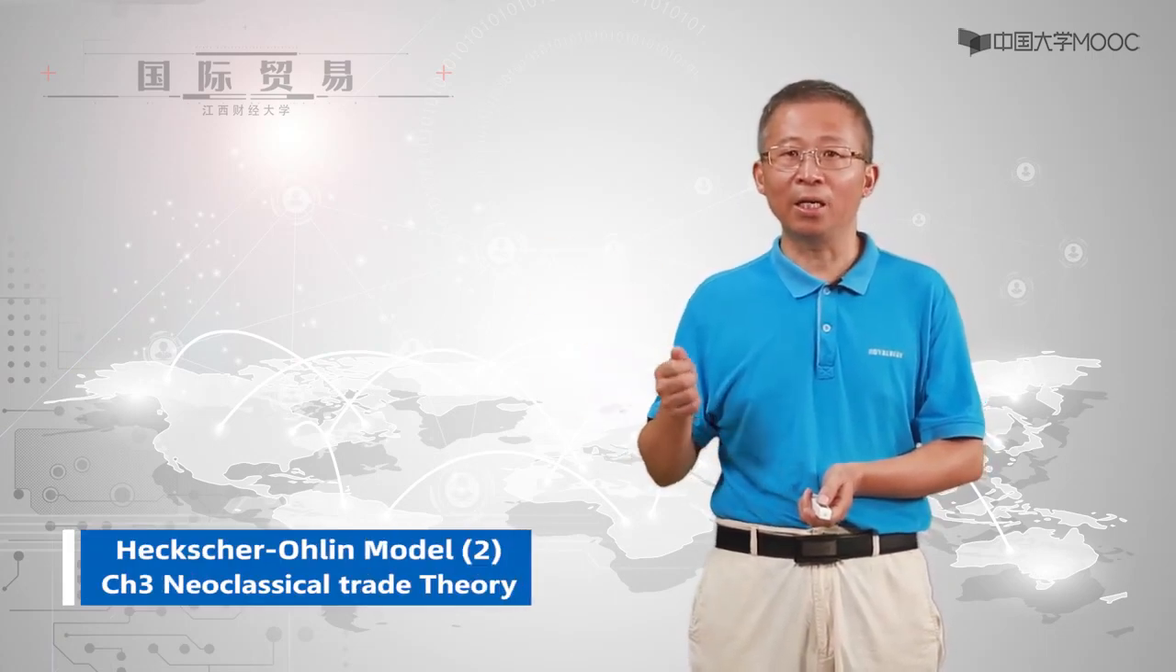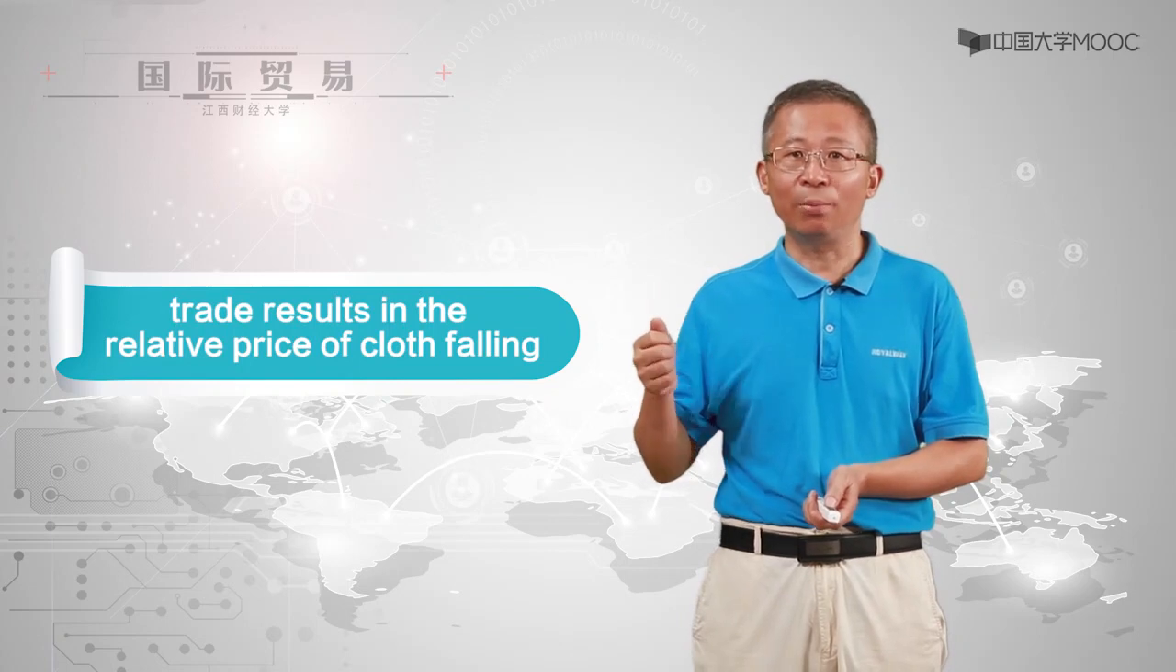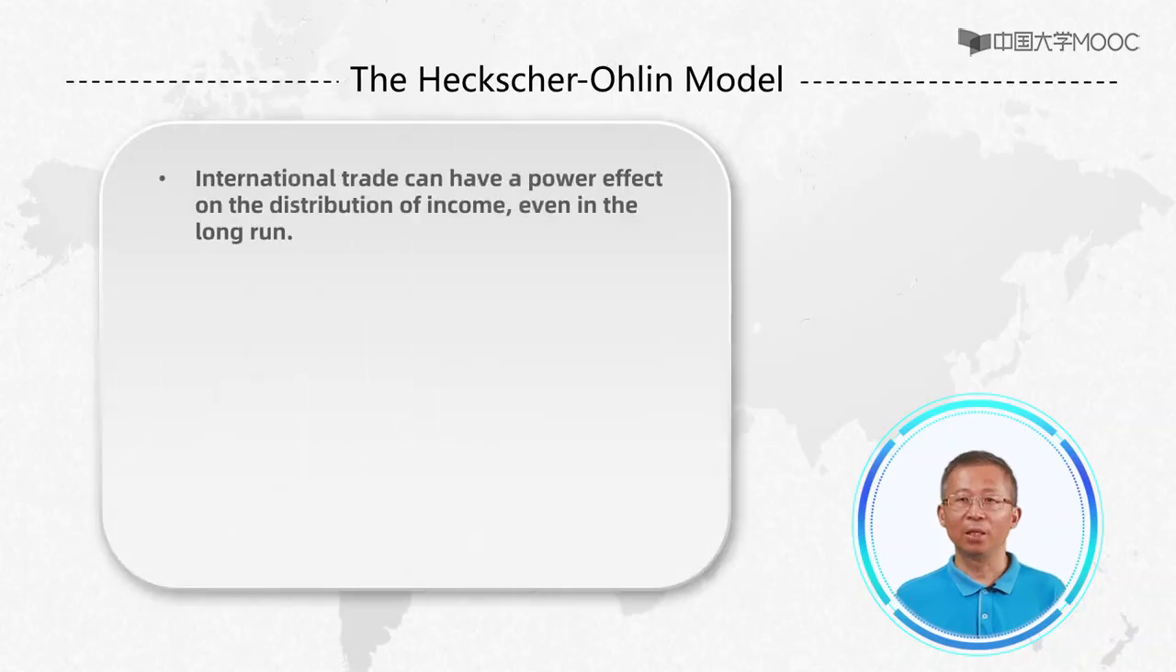People who get their incomes from labor gain from trade, but those who derive their incomes from capital are made worse off. In foreign, trade results in the relative price of clothes falling. The opposite happens. Laborers are worse off, and the capital owners are better off. Thus, international trade can have a powerful effect on the distribution of income, even in the long run.